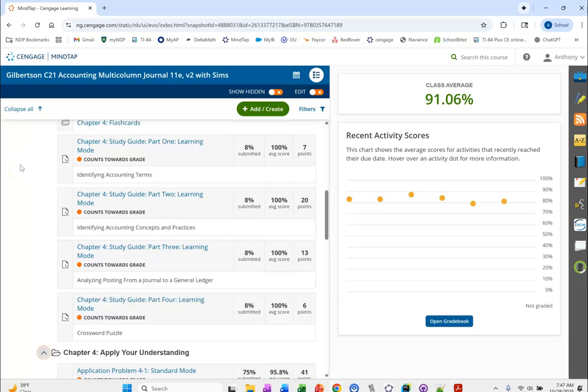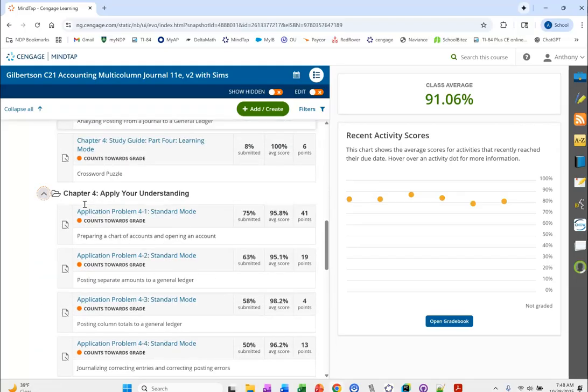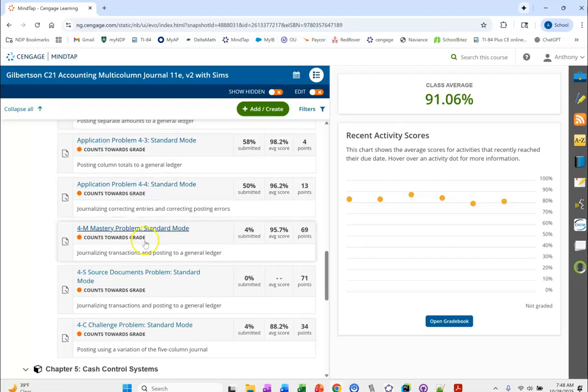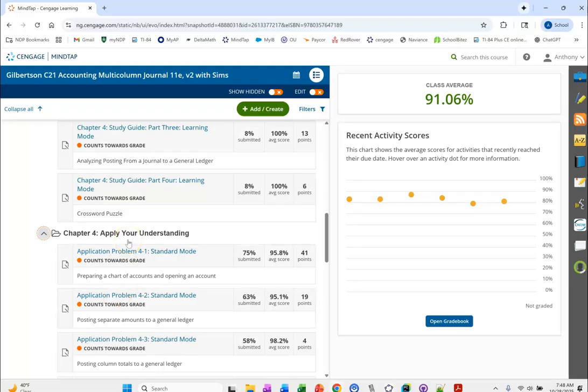So the review is going to be study guides part 1, 2, 3, and 4. Those are under the study hall folder. And then you're going to need to do the mastery source document and challenge problem. Those are under the apply your understandings folder.